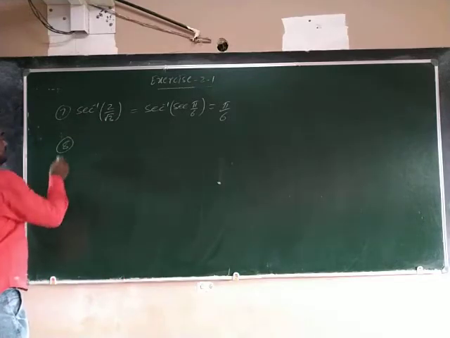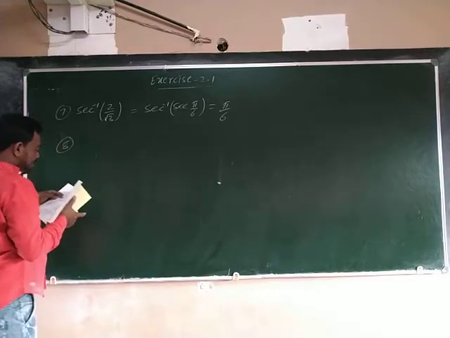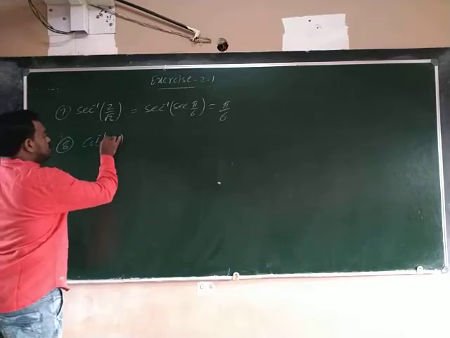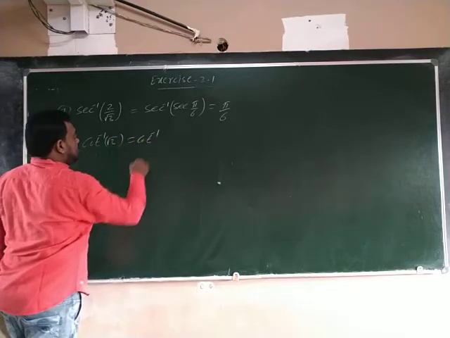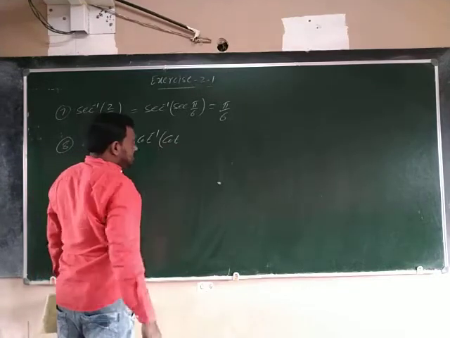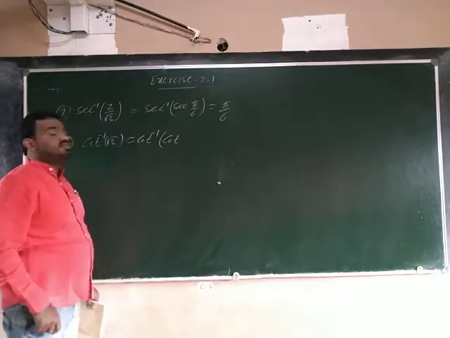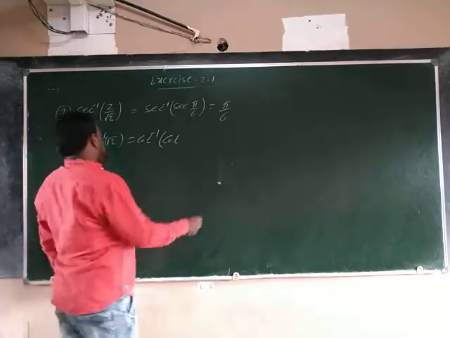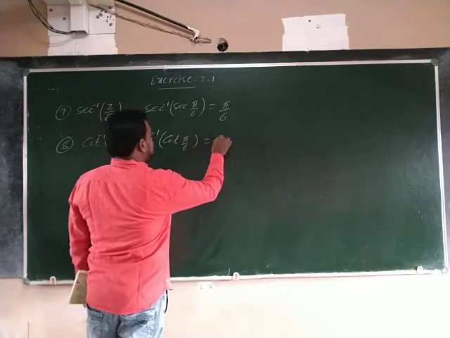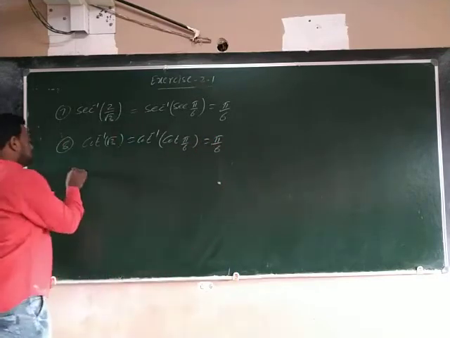Next, the eighth one. Cot inverse of root 3. For which angle is the cot function root 3? That is cot of 30 degrees, pi by 6. So that is equal to pi by 6.